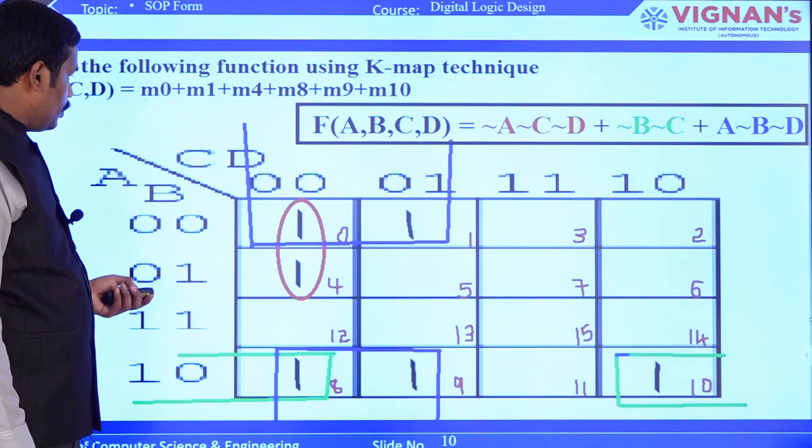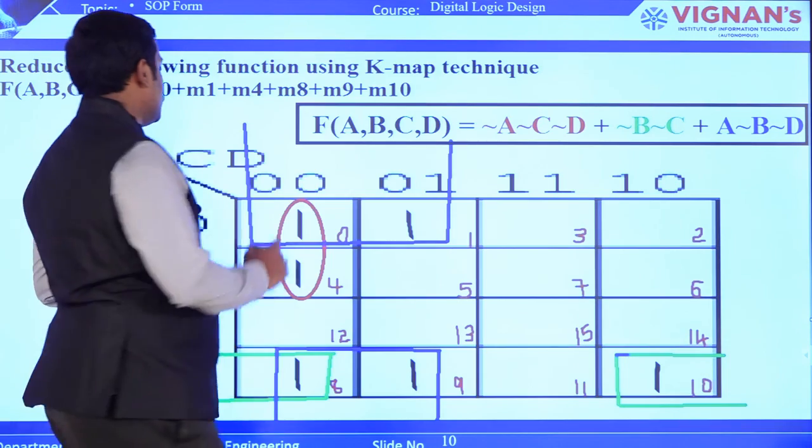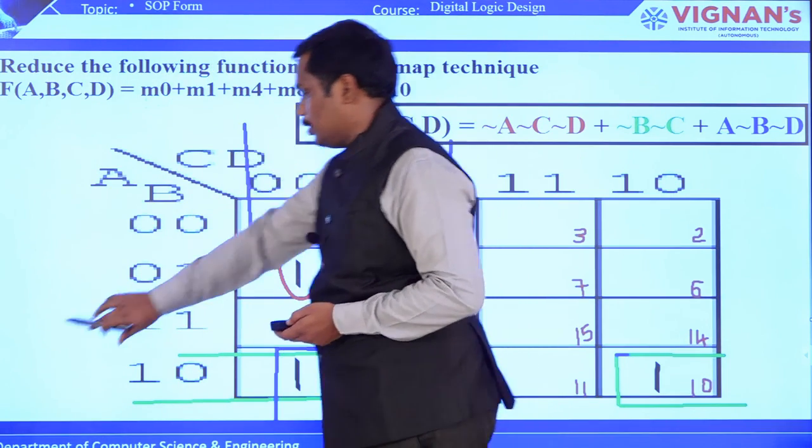Now this is another way of representing a question. Here you can see min terms, right?